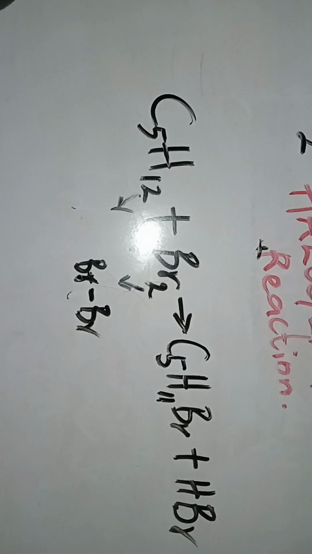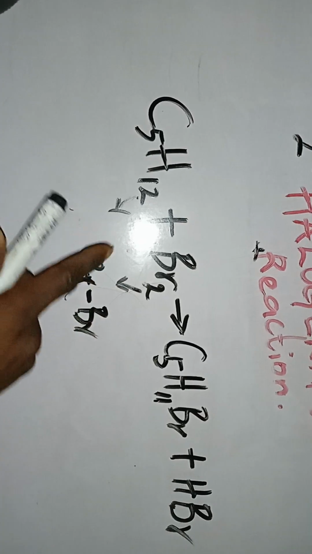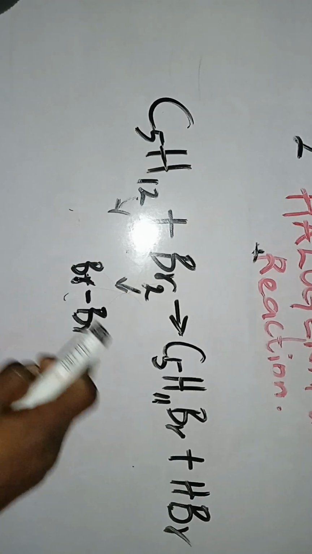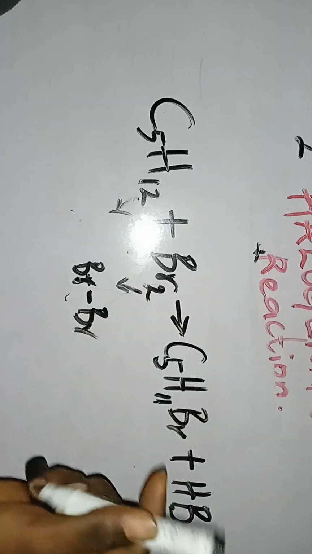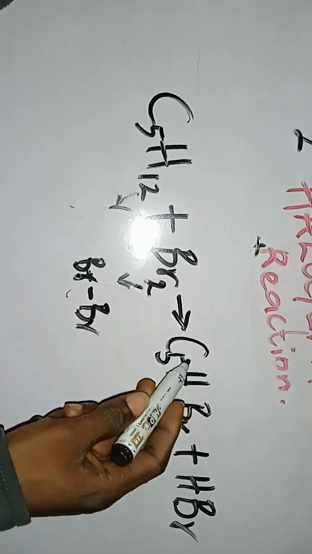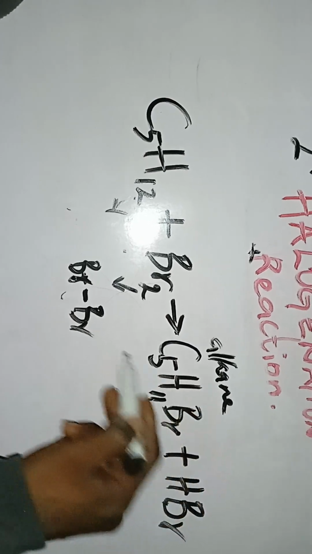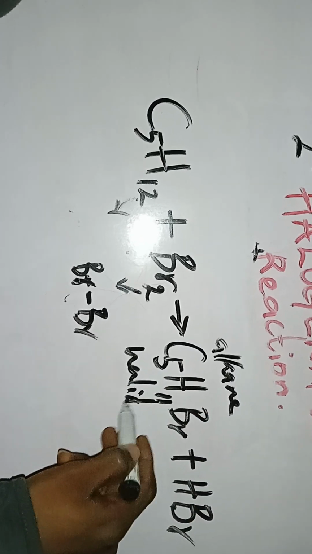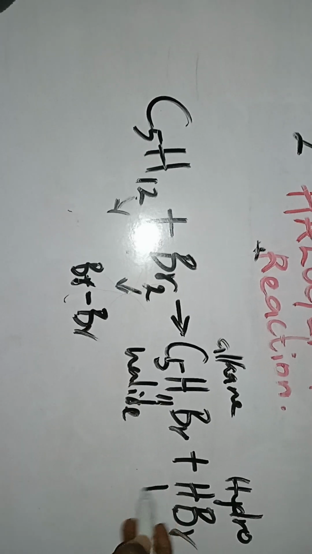So it's very important you know it. That is, it's a substitution reaction. You are not losing anything, it's just changing places. So once you know this, you know that every halogenation reaction of an alkane must give you an alkane halide and a hydrohalide.